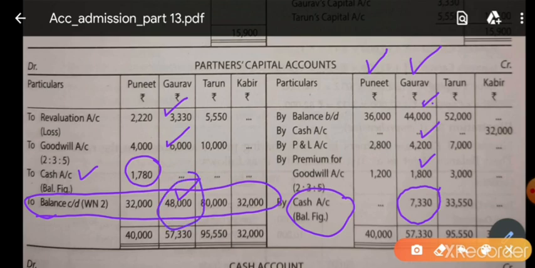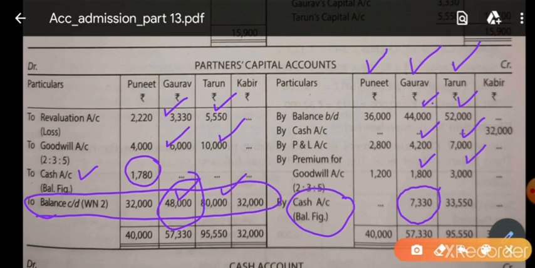Same thing we will do for Tarun also. Total credit side. So on credit side, how many amounts we have written? 52, 7 and 3. Till now we have written only 3 amounts. This amount we have not written. This is the balance. So 52 plus 7 plus 3, total will be 62 and minus the debit side. So on debit side, what amounts we have written? 5550, 10,000 and 80,000. So we have made a total of debit side. We have made a total of credit side.